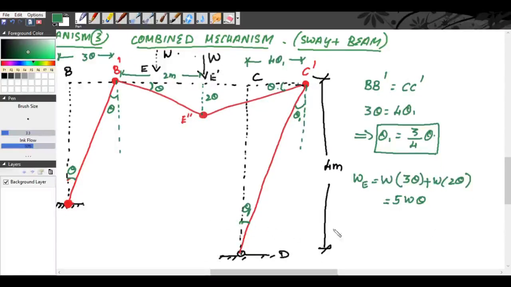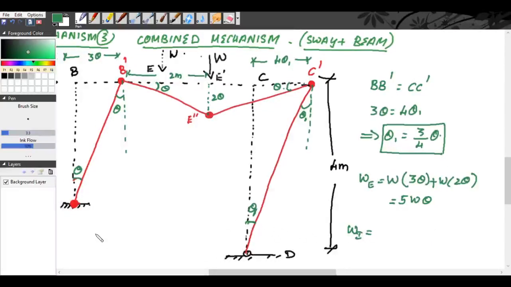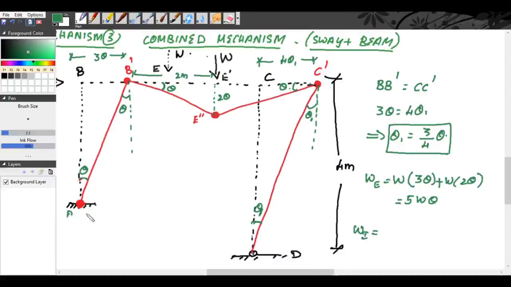Now our internal work done will be equal to the plastic moment. Plastic moment formed at A, that is MP. At B it is MP. At C the plastic moment is MP. So at A it is MP into theta. At B it is MP into theta. At E it is MP into theta.